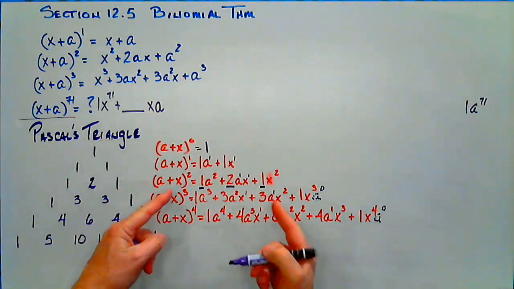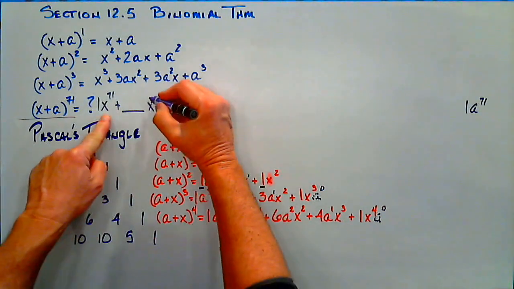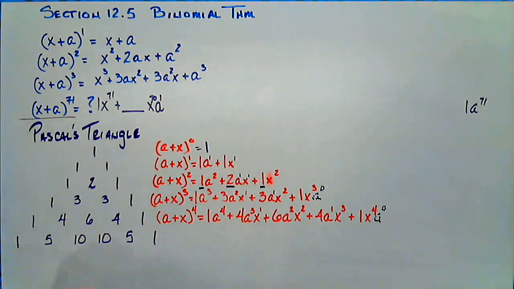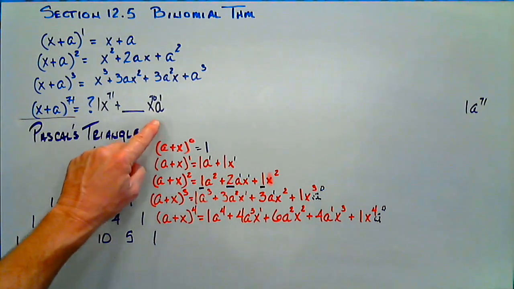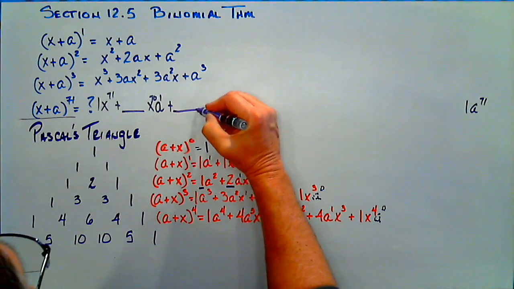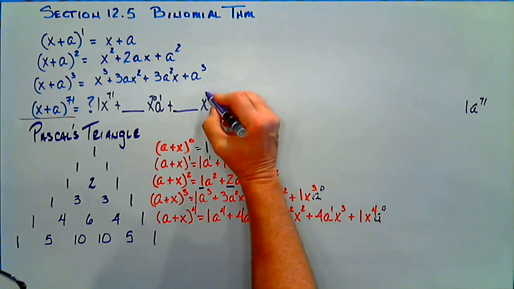Because you know from your observation down here where we did this in red, you know that x goes down by 1 and a goes up by 1. And we also know that they have to add to 71. So we know the exponents. Now, for the next term, we don't know the coefficient, but we do know the exponents.